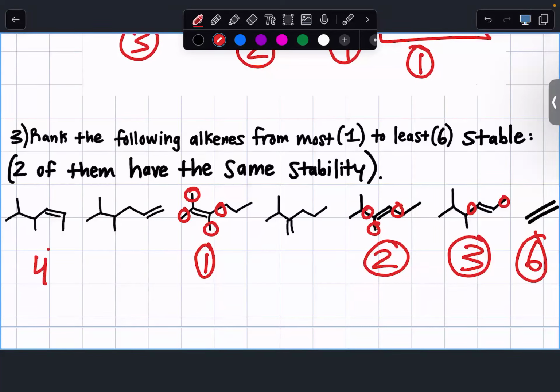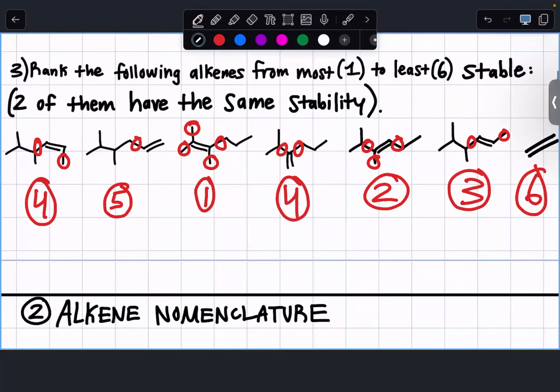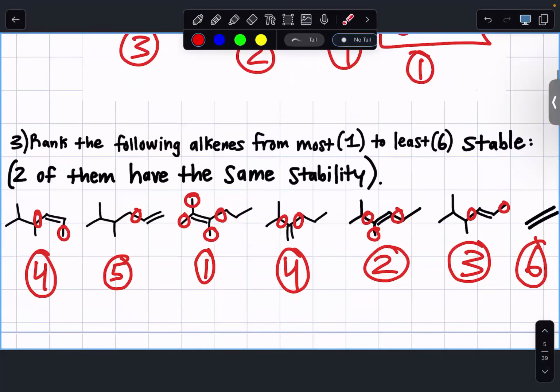The first one and the fourth one, right? Because this is a cis alkene, this is a geminal alkene. Cis and geminal alkenes have the same or similar stability, right? That makes this number 5, the mono-substituted one. Right? Yeah. Geminal alkenes are when we have two R groups on the same carbon. These are the two R groups on the same carbon, right?